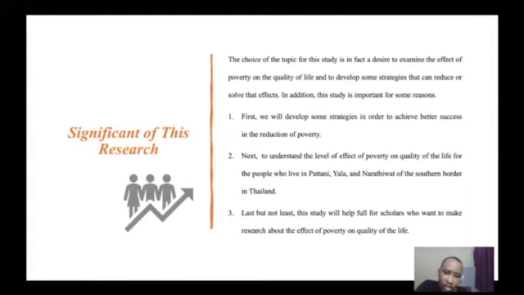Significance of this research. This study is very important for some reasons. First, we will develop some strategies that can reduce poverty. Next, to understand how poverty affects the quality of life of the people who live in Pattani, Yala, and Narathiwat. And last, this study will be helpful for scholars who want to do research about the effect of poverty on the quality of life.